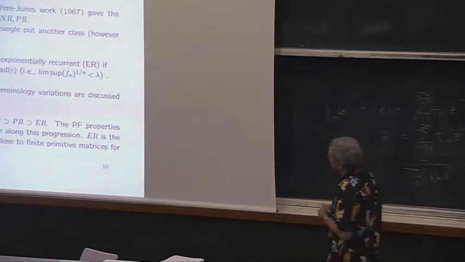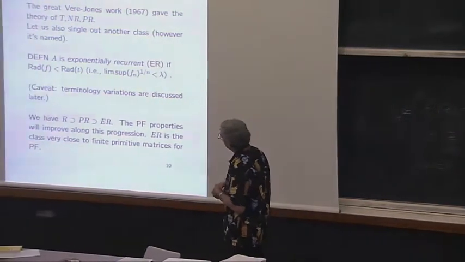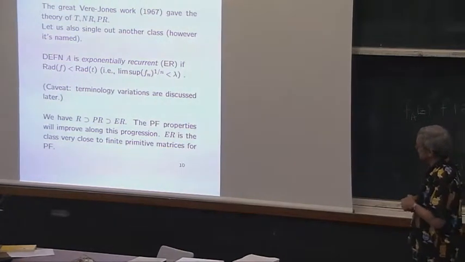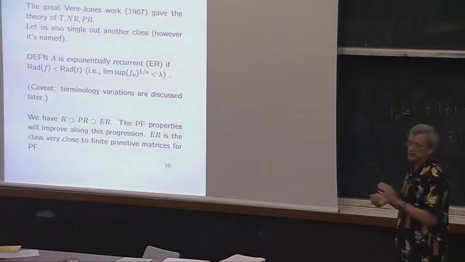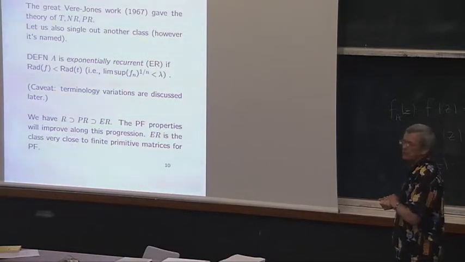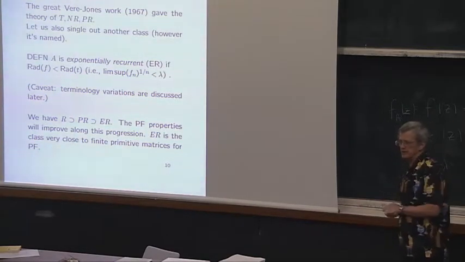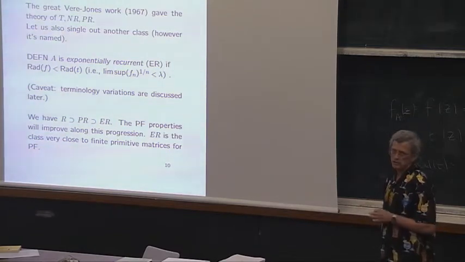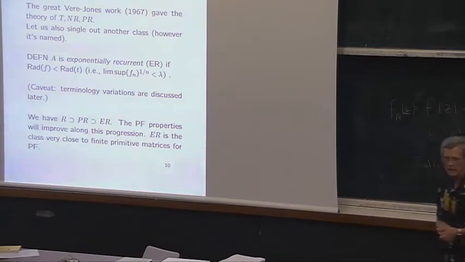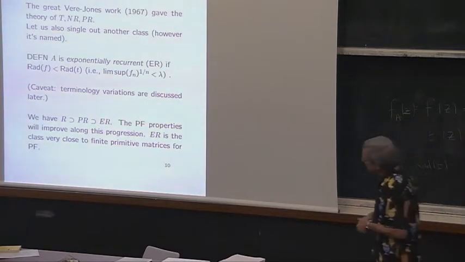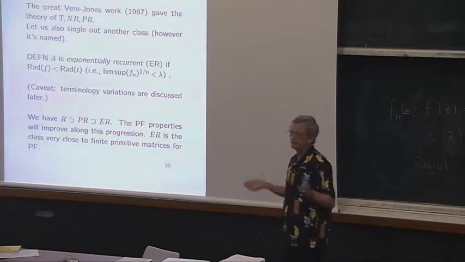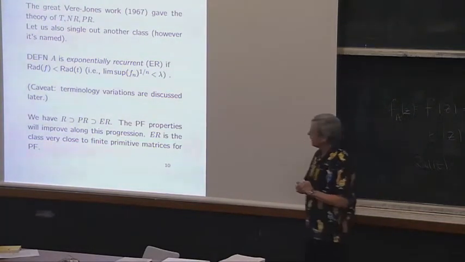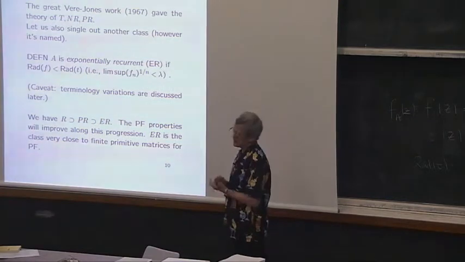Okay. So this great Vere-Jones work of '67 gave the theory for these three classes, which I'm calling T, NR, PR. He used another notation. We'll do notation later. But let's also single out another class, which is quite important. And this is a class which might have different names. For today, I'm going to introduce a name. I'm going to call this class exponentially recurrent.